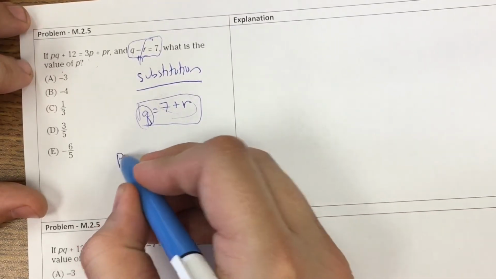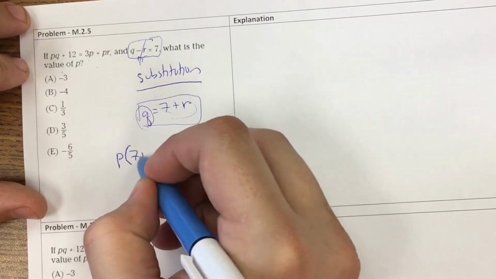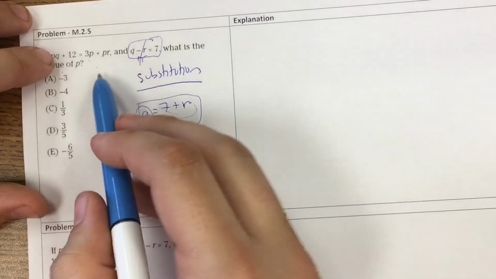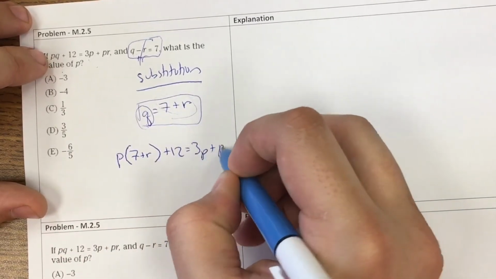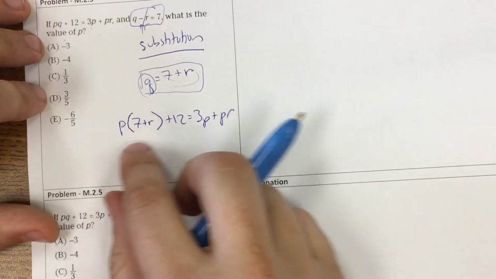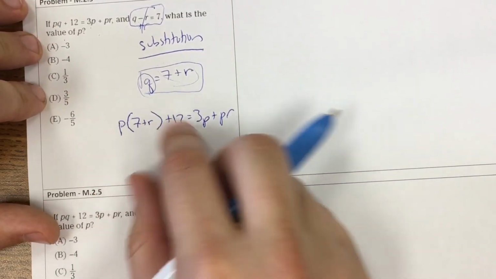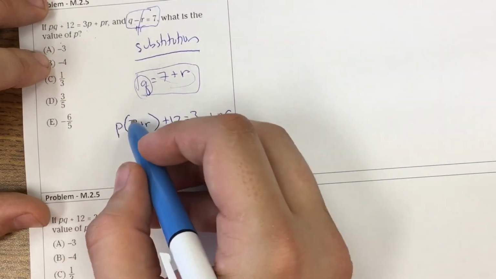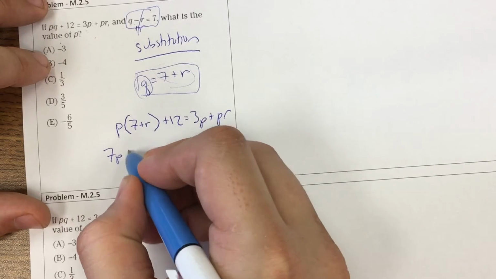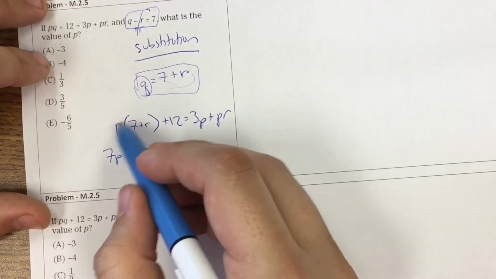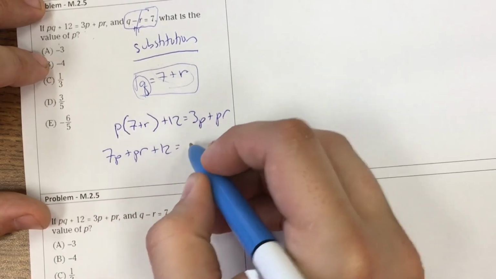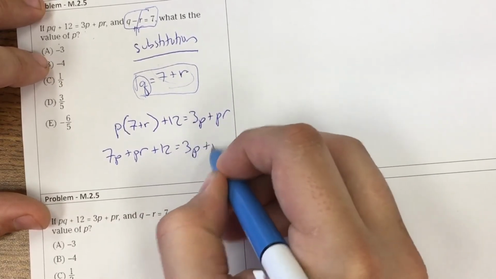I'm going to do P times Q, which I now know is equal to 7 plus R, plus 12 is equal to 3P plus PR. Now the next thing that I want to do is simplify this and clean it up because it might help me see what else I can move around. So I'm going to distribute this P, and I'm going to get 7P plus PR. When I multiply that together, I get this expression as a result, plus 12 is equal to 3P plus PR.